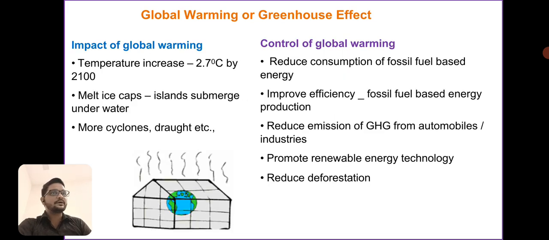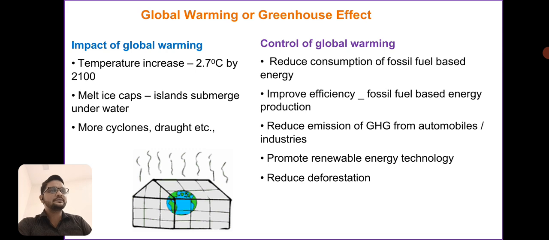Next, what are the impacts of global warming or the greenhouse effect? Actually, temperature rises by 2.7 degrees by the 21st century, that means by the year 2100. Ice caps melt, Iceland is submerged underwater, and there are more cyclones, drought, etc. Those are the major impacts of global warming.